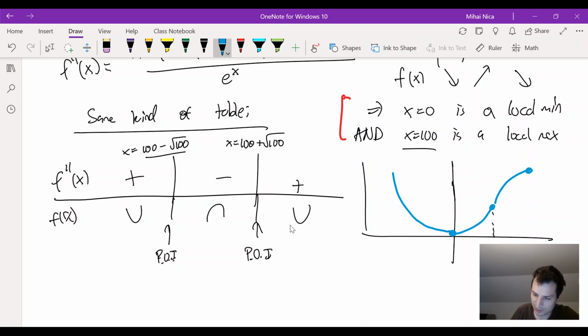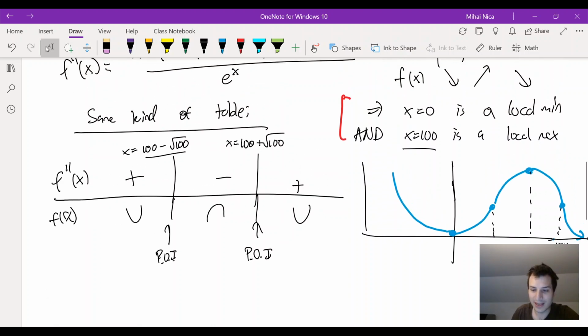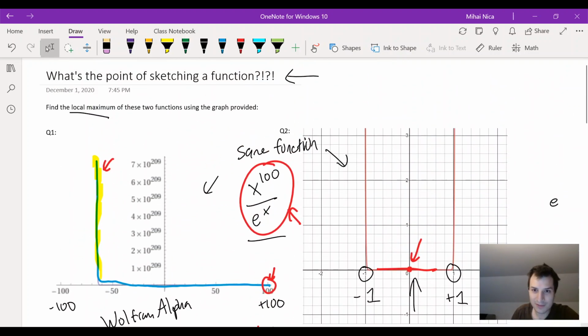It goes up to its local maximum at x equals 100. And then it goes down again. Hits a point of inflection at x equals 110. And then keeps going down like that. And you can also show that there's a horizontal asymptote at x equals 0. So the function actually looks something like this. And that behavior is totally not obvious in these computer graphs.